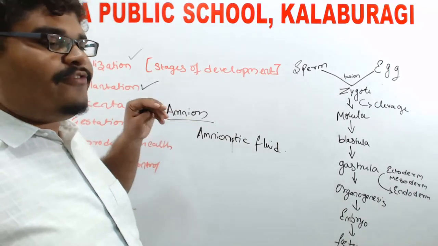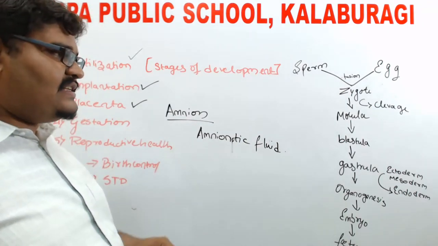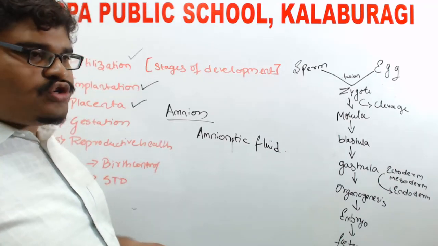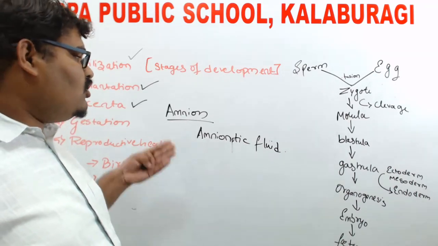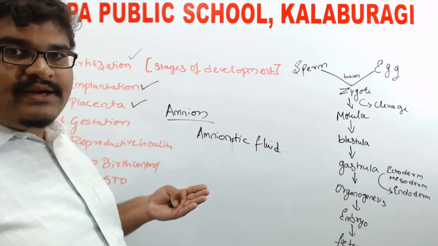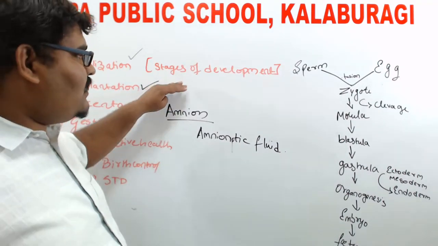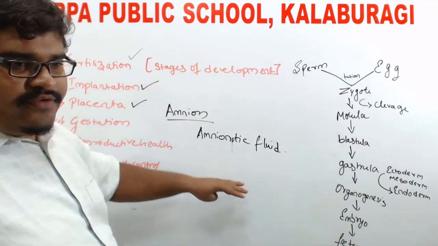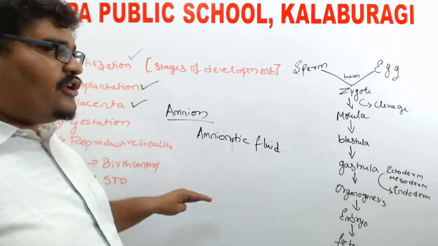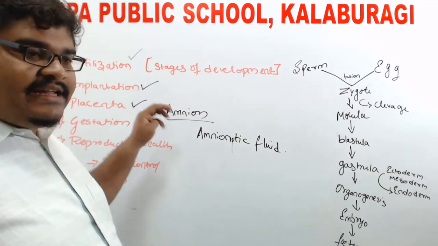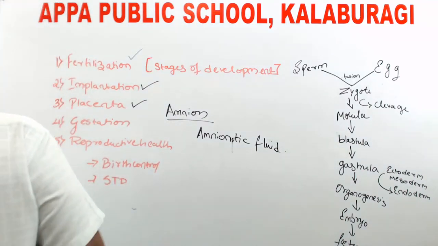Rest, transportation of various vital materials, like oxygen, glucose, okay, all those things in the form of blood only, is being transported from the body of the mother to the body of the fetus. Okay, so that transportation takes place through the placenta, and in this placenta we have the umbilical cord.